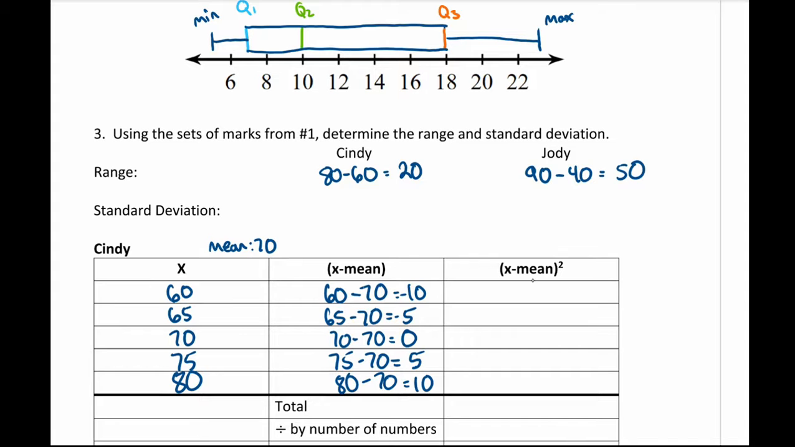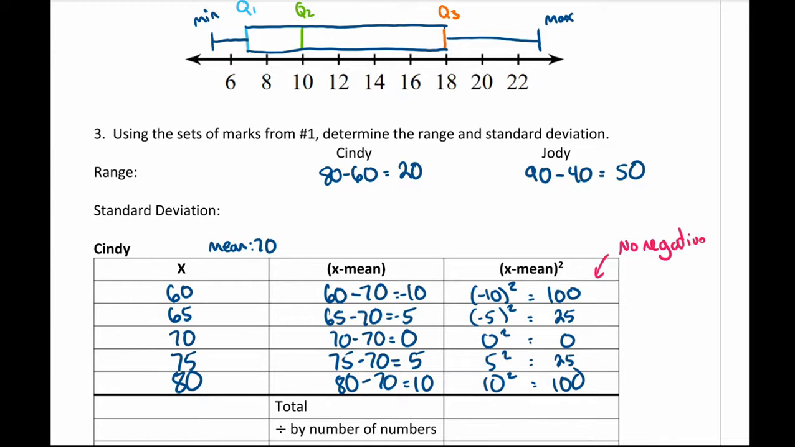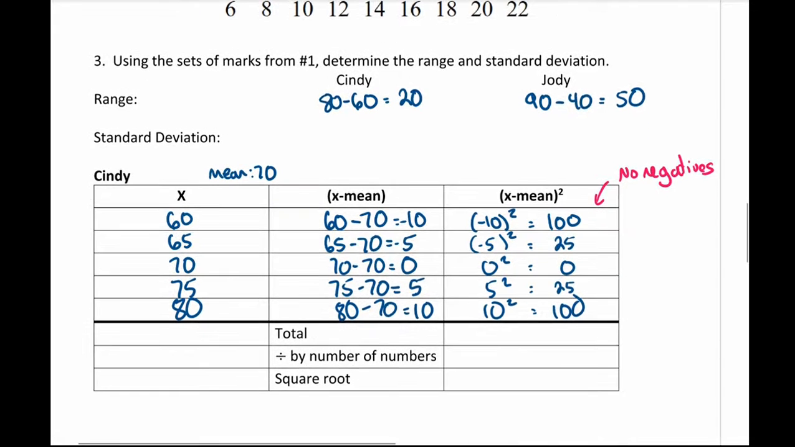The third column, x minus mean squared, is to take the answers we got, so negative 10, negative 5, 0, 5, and 10, and square these values. So I want to square the answers I got in my previous column. So we get 100, 25, 0, 25, and 100. One key thing, no negatives should be found in this last column. So once we square everything, we should make sure that all these values are positive, in which they are.